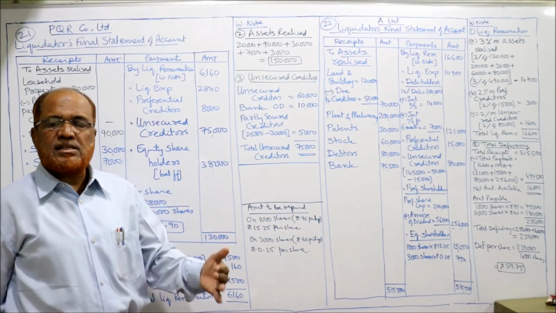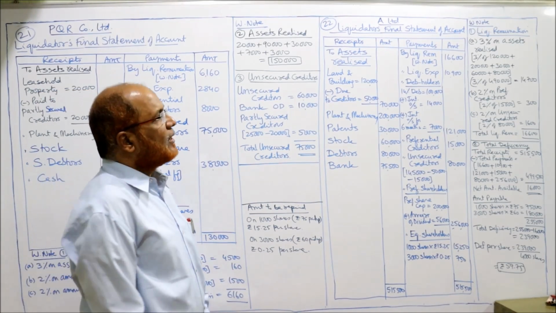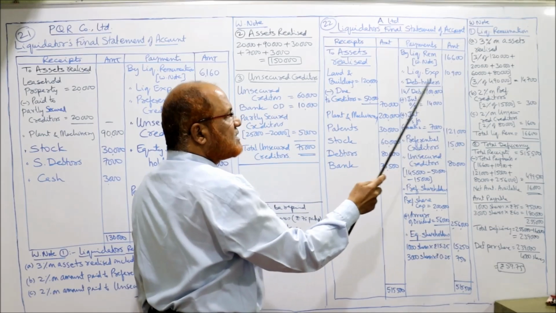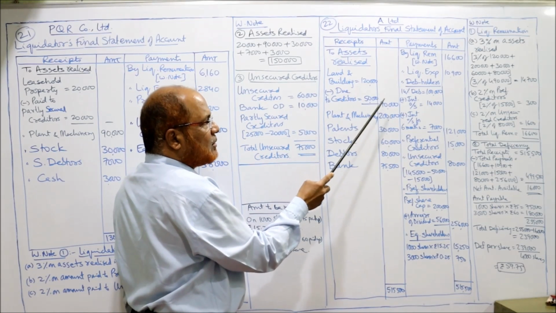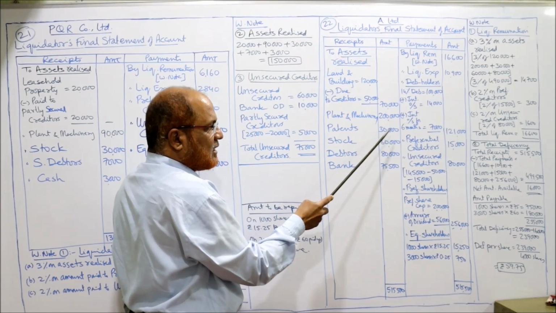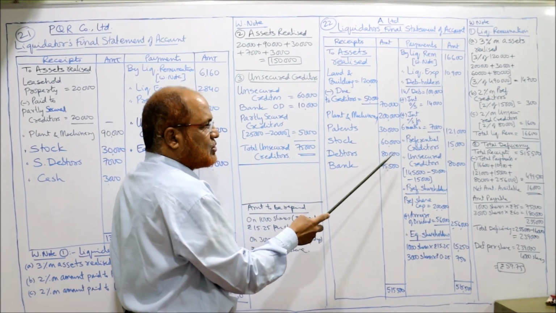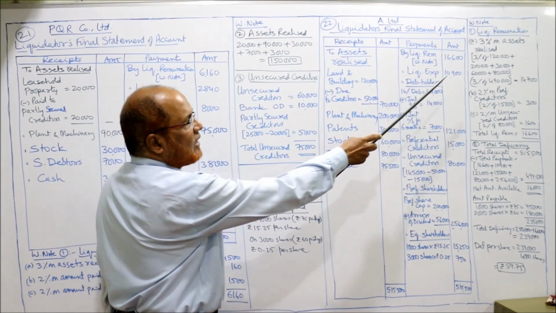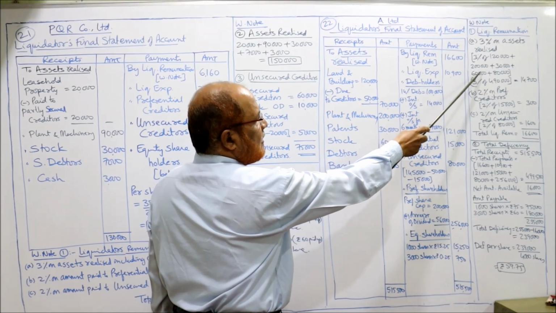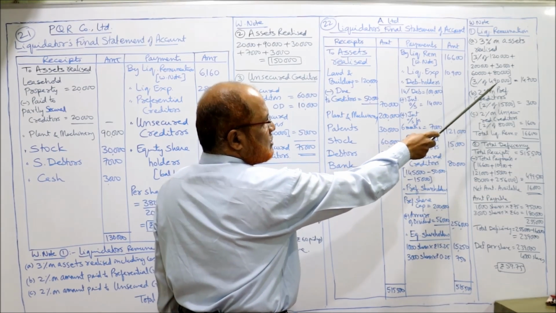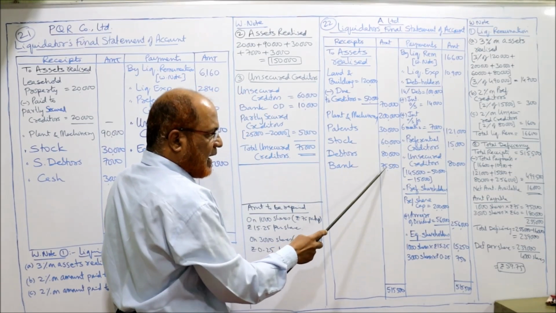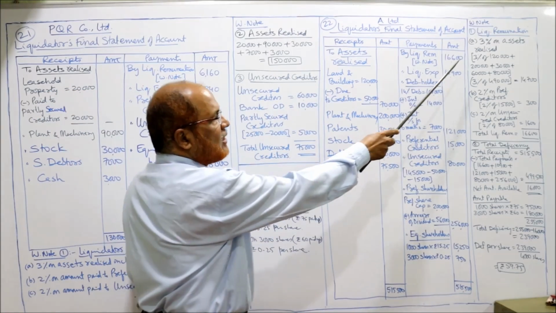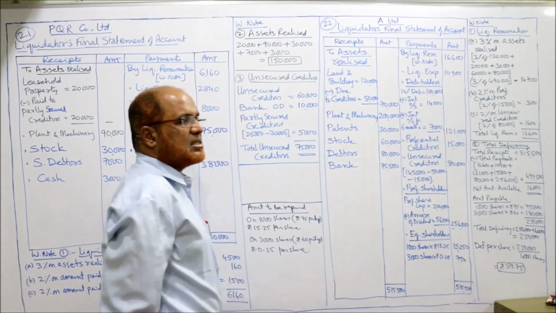That's it. Now easily we can calculate liquidator's remuneration. Now see, the liquidator gets 3% on assets realized. 3% of assets realized: 1,20,000 plus 70,000 plus 2 lakh plus 30,000 plus 60,000 plus 80,000. It is asked that bank balance should not be included, cash should not be included. So we have taken 1,20,000 plus 2 lakh plus 30,000 plus 60,000 plus 80,000. We have not included bank balance, as specifically given in the problem not to include cash. So 3% of this amount, 4,90,000, comes to 14,700.